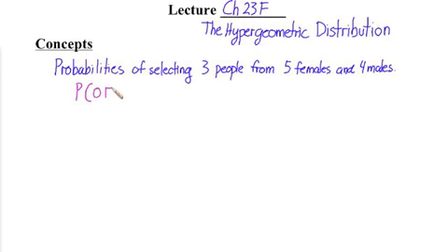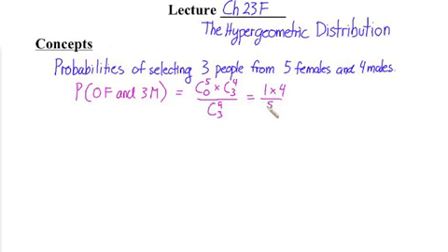First, we could select no females and 3 males. And to calculate the probability, we would use this notation. Again, a combination of selecting no females out of 5 and 3 males out of 4, divided by the total number of combinations, which is selecting 3 people out of 9. We used our calculators to do the math for us. We get 1 times 4 over 84, and that's going to get us a probability of 4 over 84.